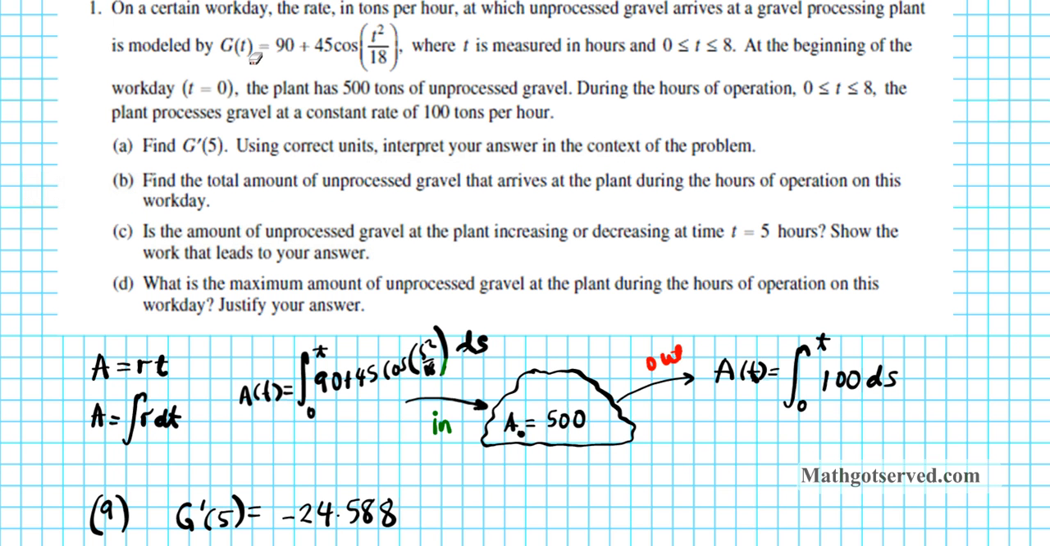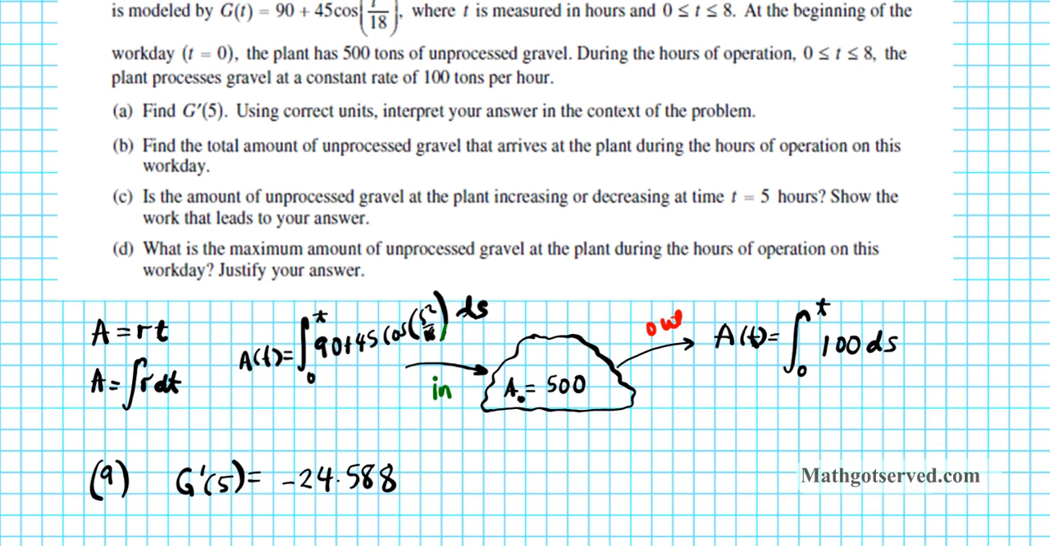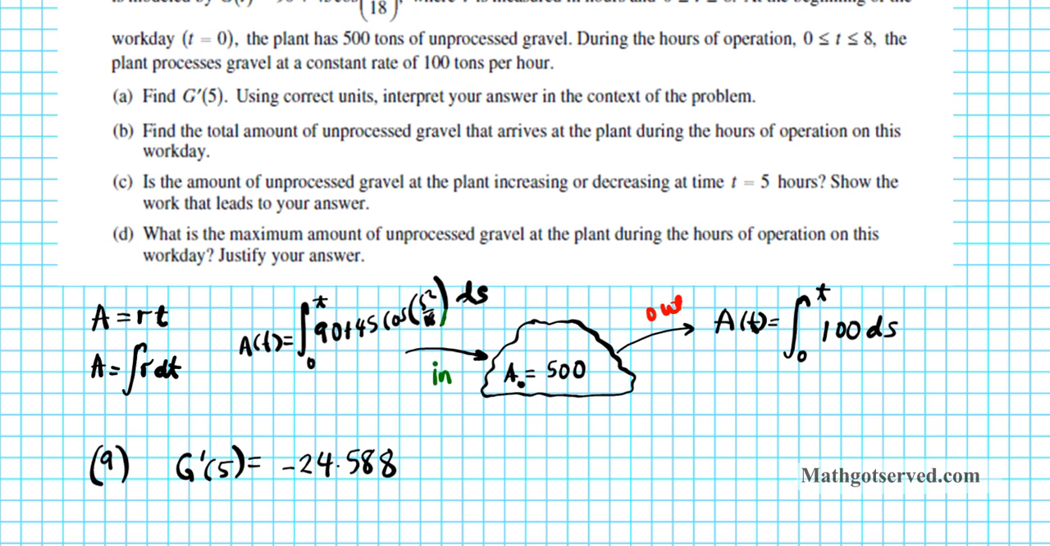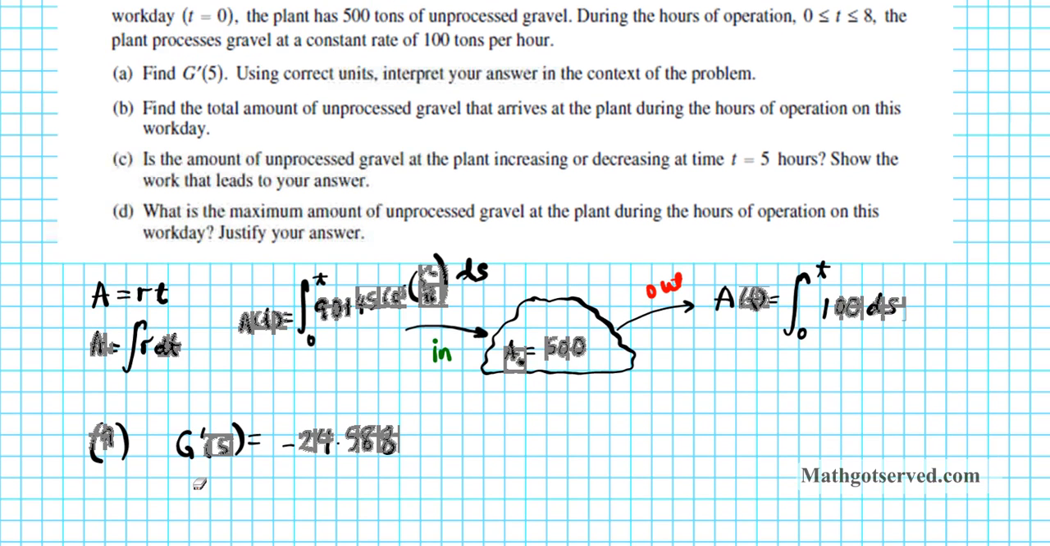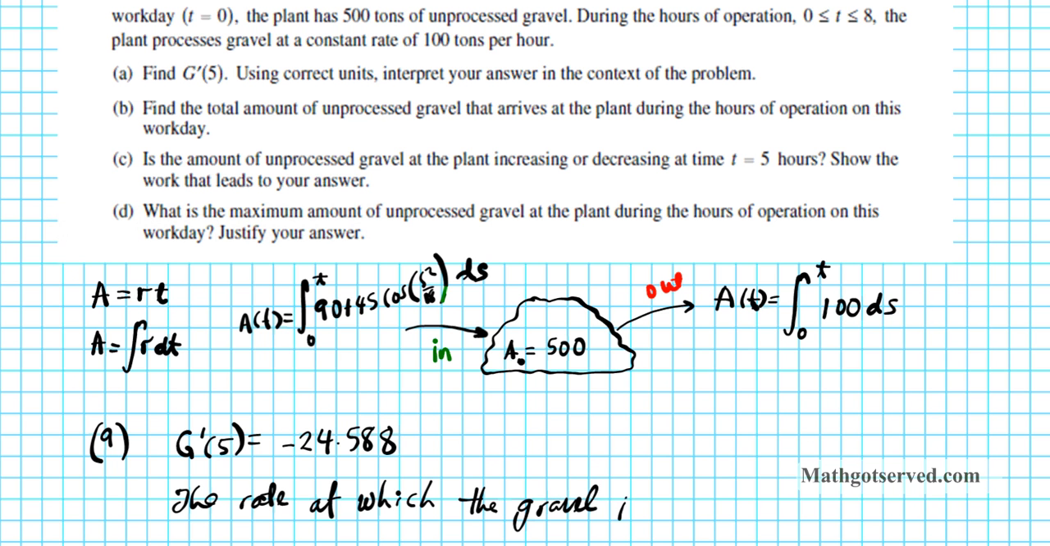So if this were velocity, what we just found would be the acceleration, the change per unit time of the change of a quantity. Okay, so let's explain what this means using the correct unit. This is the rate at which the gravel is being poured in or is arriving, the rate at which the gravel is arriving.